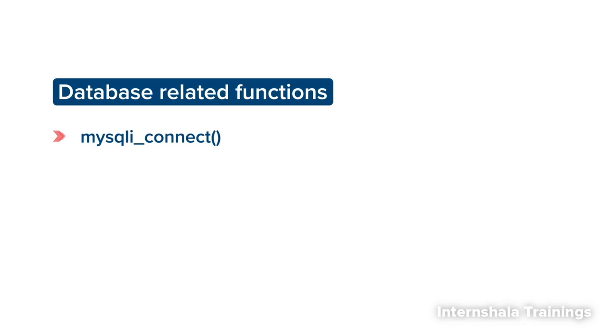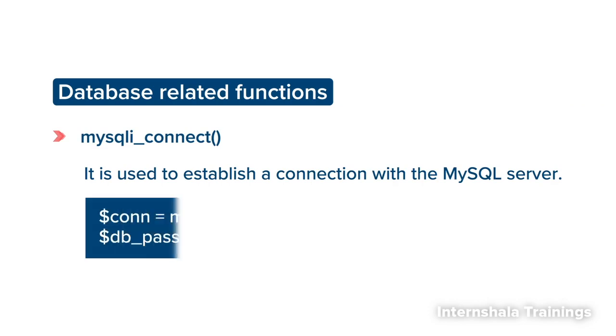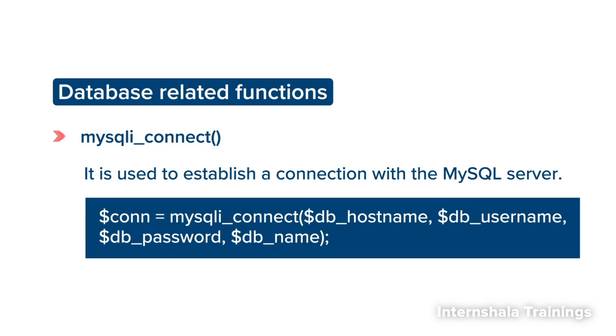First, we have the mysqli_connect function. As the name suggests, it is used to establish a connection with the MySQL server. And this is the query that we need to use to establish the connection. This query has four parameters.